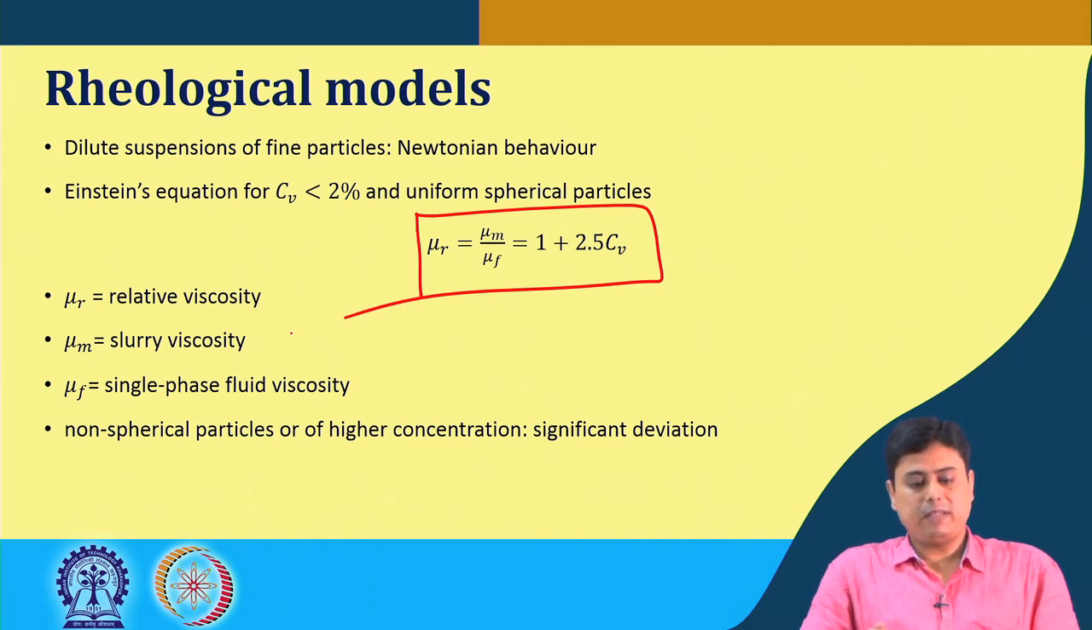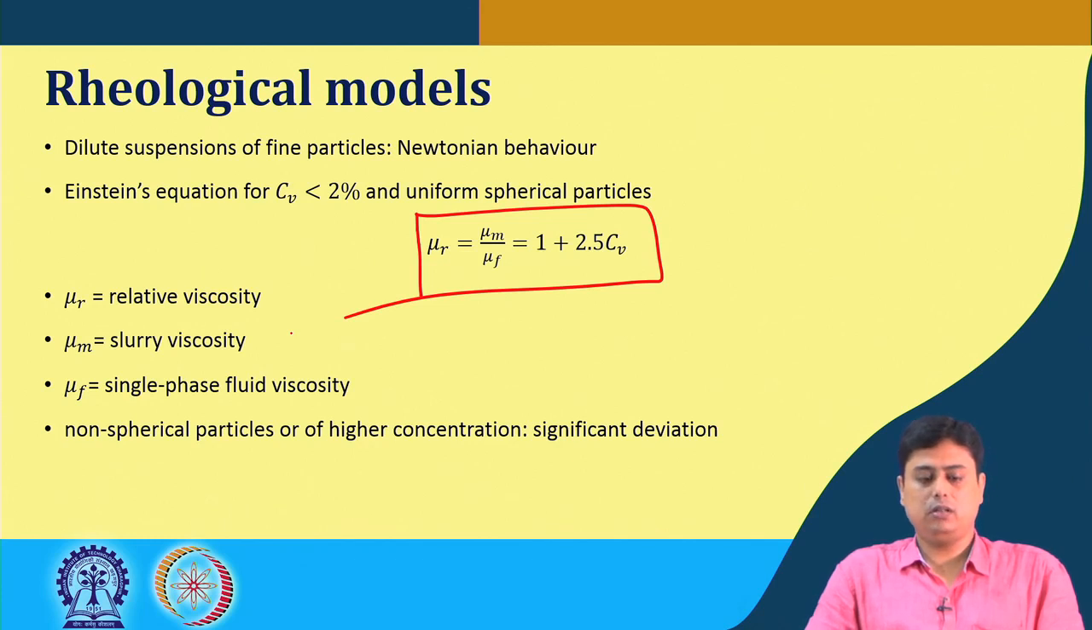So, it specifically applies in the range when there is a very dilute suspension, the solids concentration is less than 2% volume concentration, and it consists of uniform spherical particles. But in most of the cases, these criteria are not satisfied. So, in case of non-spherical particles and of higher concentration, there is a significant deviation from the predictions by this expression of the mixture viscosity.